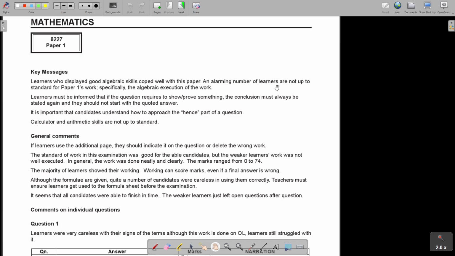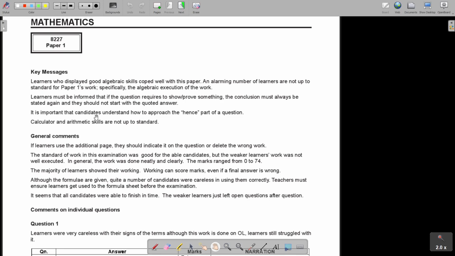An alarming number of learners are not up to standard for paper 1's work, specifically the algebraic execution of the work. Learners must be informed that if the question requires you to show or prove something, the conclusion must always be stated again. So you must repeat the top, and they should not start with the quoted answer. You must arrive at that answer.